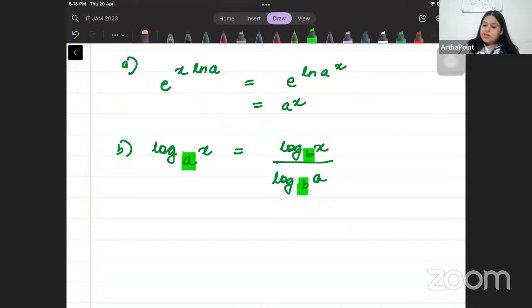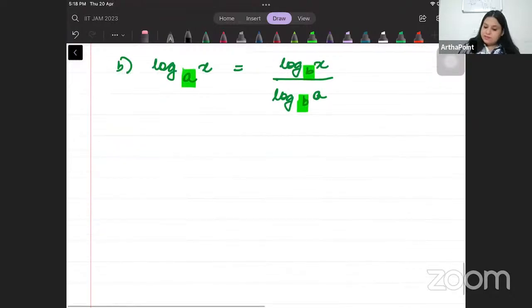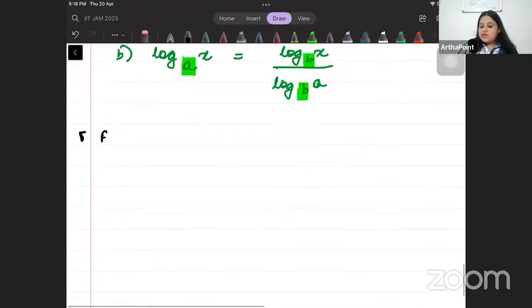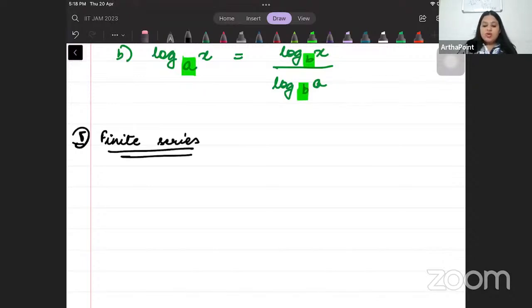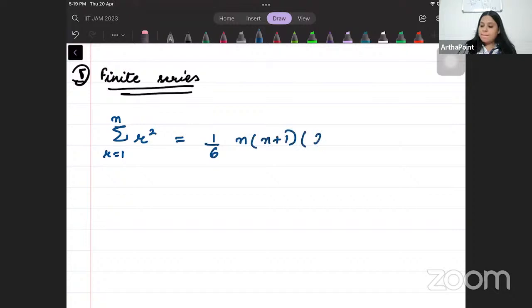Okay. The next thing that you have to remember here is finite series. Whatever I can remember, I'm going to give you all of that. So in finite series, the first thing that you have to remember is if someone asks you the sum of r², r from 1 to n, 1² + 2² till 10², any sum of squares, this is given by 1/6 n(n+1)(2n+1).